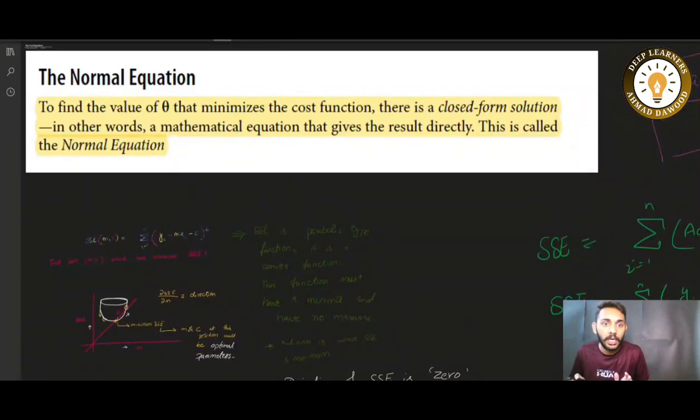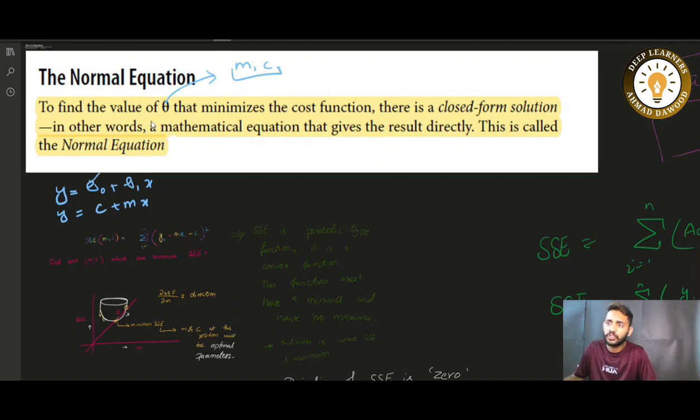So this is today's session, which will be on the normal equation to find directly the values of M and C. To find the value of theta, theta is basically M and C here. We have two parameters. Sometimes people write the equation of a line as theta 0 plus theta 1 x. It's just a different notation, like we have used c plus mx. So don't get confused by that, it's the same.